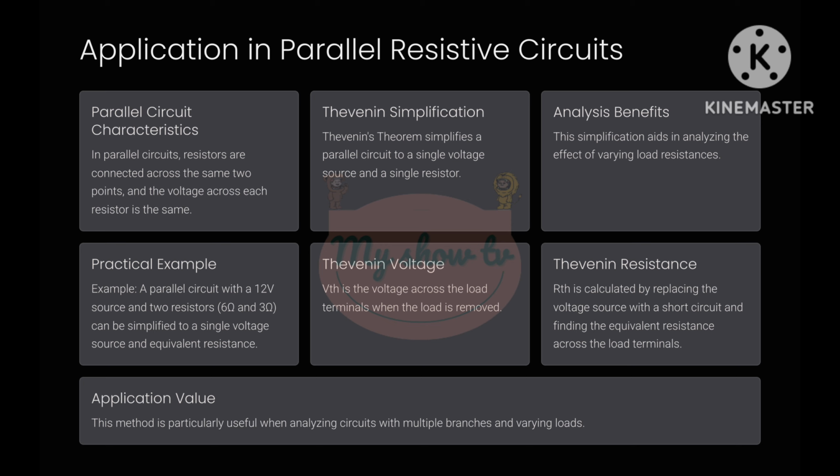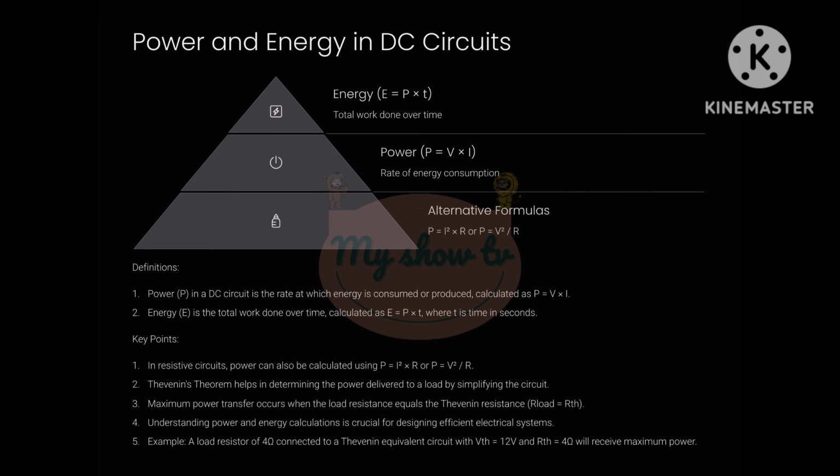Once the circuit is simplified to this form, we can easily calculate the current or voltage across any newly connected load. Slide 5. Power and energy in DC circuits. Let's now talk about power and energy, which are important when analyzing any electrical system. Power, represented by the symbol P, is the rate at which energy is used or delivered in a circuit.